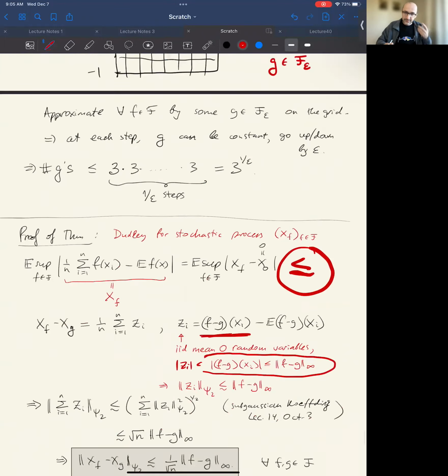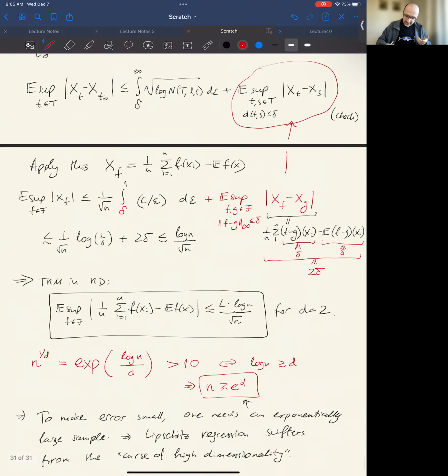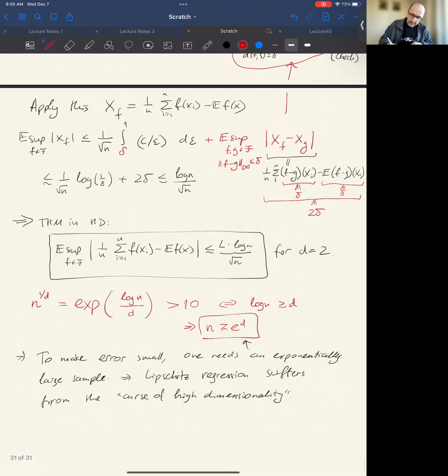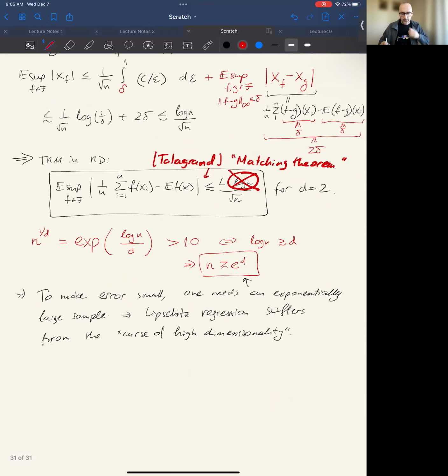But if you work very hard, then as one of the results, you can, in fact, get rid of the log factor. So it actually is not necessary. I can't remember who first proved it, but you can look at the work of Talagrand, who put it in the context of majorizing measures and generic chaining. In this theorem, the keyword is matching theorem. So the log factor is not necessary for dimension 2.